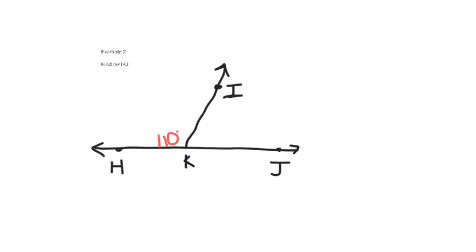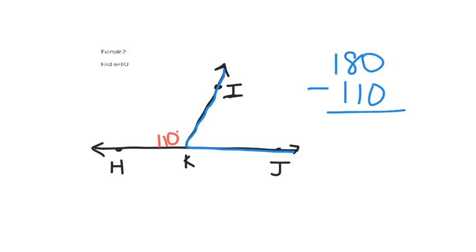Example 2: find the measure of angle IKJ. IKJ would be this angle here, I to K to J. Again, these are making a linear pair. HKJ is a line, so this is a linear pair. Linear pairs are supplementary, so I can take 180 minus the 110, and that'll give me the angle that I don't know. So this angle here is 70. 110 plus 70 is 180. We're using the angle addition postulate, but we're saying, I know they add up to equal 180. So that's the number I'm going to be using every time.